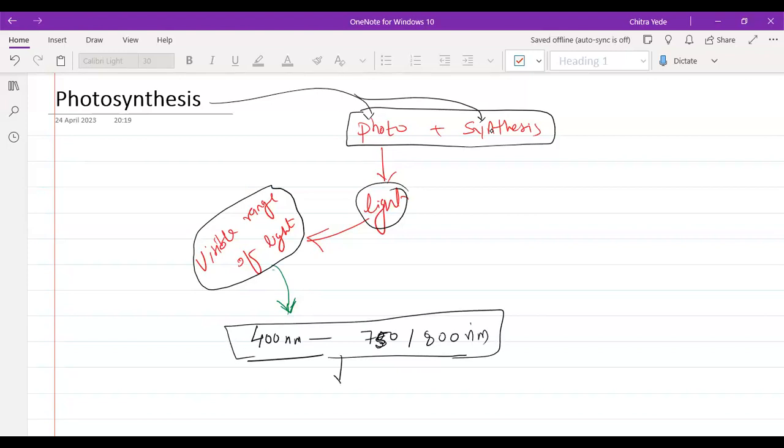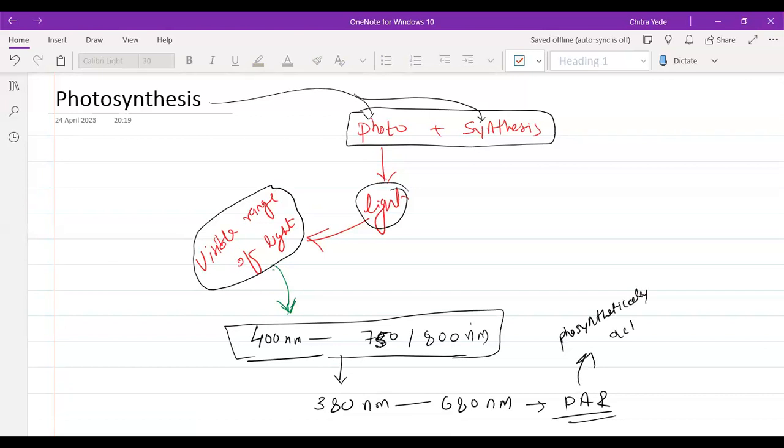Out of which, the photosynthetically active radiation is about 380 nanometer to 80 nanometer, beta. It is called PAR. What is PAR? Photosynthetically active radiation. PAR. Understood? Photosynthetically active radiation?